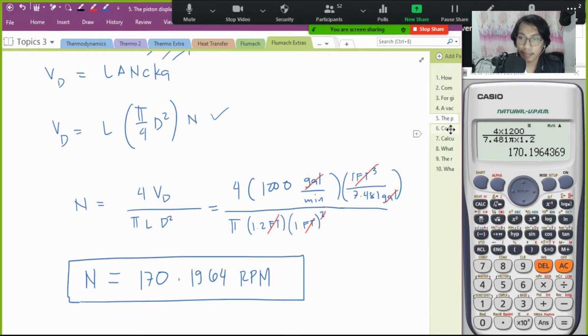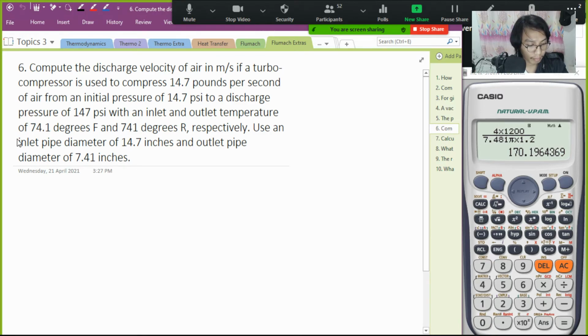Problem number 6. Compute the discharge velocity of air in meter per second if a turbo compressor is used to compress air in an initial pressure of 14.7 psi. So, P1. Yan yun. To a discharge pressure of 147 psi, P2. Inlet and outlet temperature is 74.1 degrees Fahrenheit and 741 degrees Fahrenheit, respectively. Use an inlet pipe diameter of 14.7 inches and outlet pipe diameter of 7.41 inches.